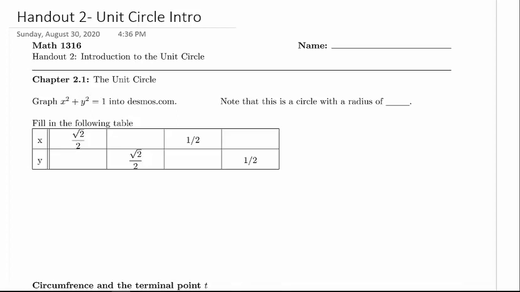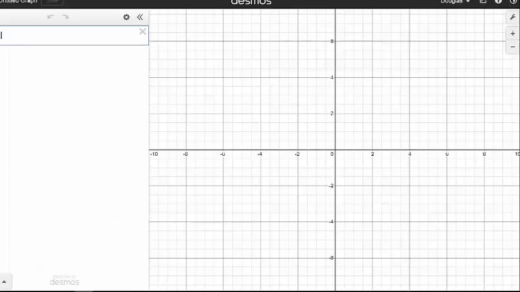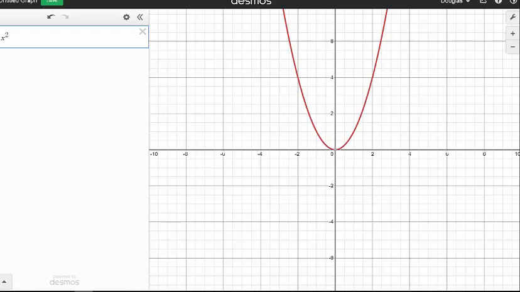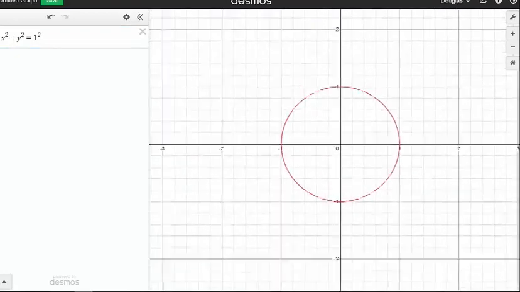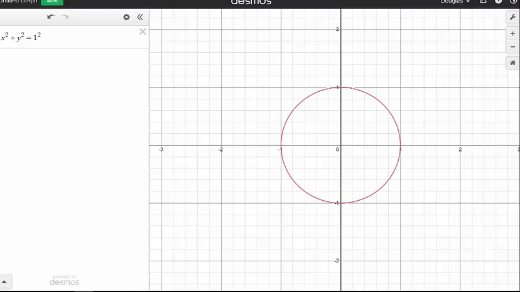Alright, as given by the equation. Now let's go ahead and take a look at a graph. So, as we know, a circle is x squared plus y squared equals the radius squared. Of course, the radius is just 1, so we can leave off that square, but I'm going to leave it on there for right now just for the sake of clarity. Alright, and so there we have it. That is the equation of the unit circle.